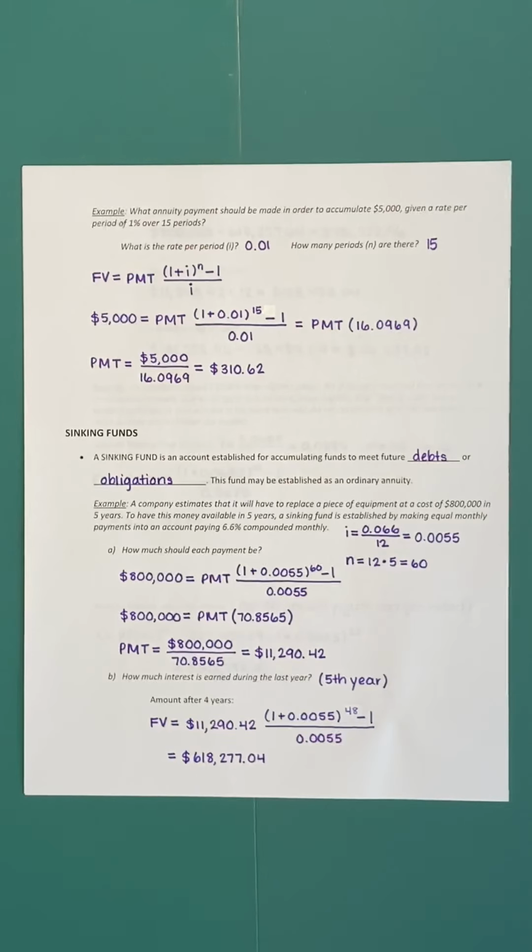So let's look at a couple different situations where we would use this future value formula and we would structure some type of annuity payment. So what we're going to talk about here is what we call a sinking fund. A sinking fund is just an account that we establish for accumulating funds in order to meet future debts or obligations. And in order to meet this goal of covering our debt in the future, we may establish our fund, our account, as an ordinary annuity. In other words, we make periodic payments anticipating this particular thing we're going to have to pay off in the future.